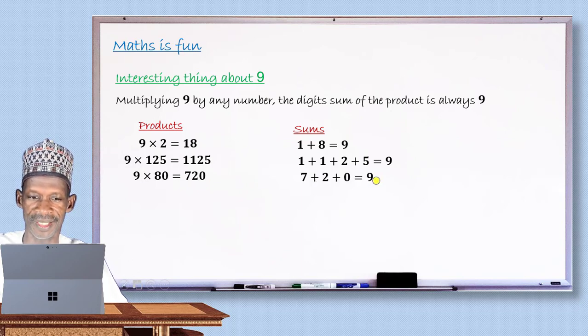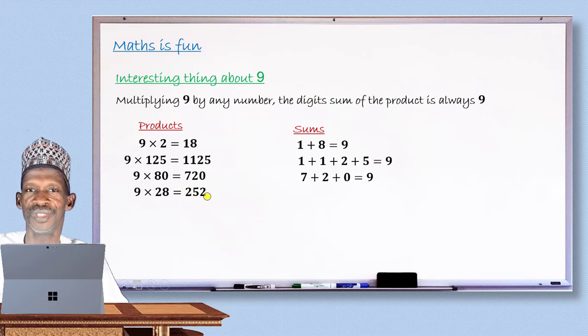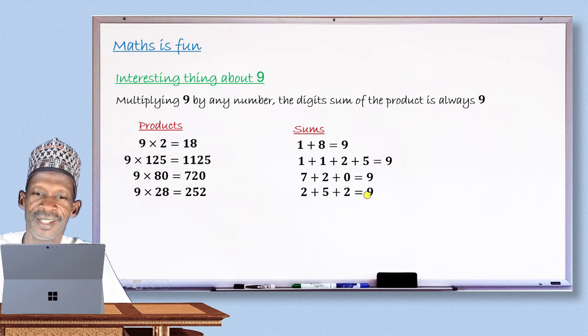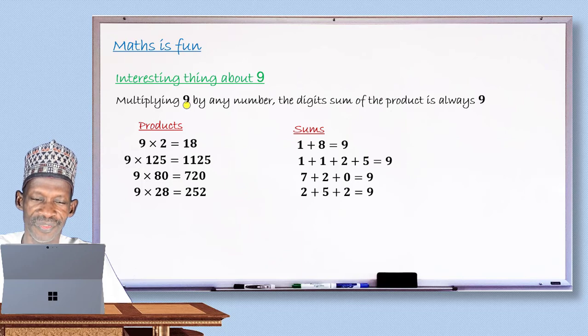This is really amazing. Let me just take one more. So let me take 28. 9 times 28, the result will be 252. And if I add these digits in the result, that is 2 plus 5 plus 2, surely it will give me 9. This is really interesting. I'm so impressed with this very number 9. So multiplication of 9 by any number, the result, if you add those digits in the result, you get your 9 back. You can try as many as possible.